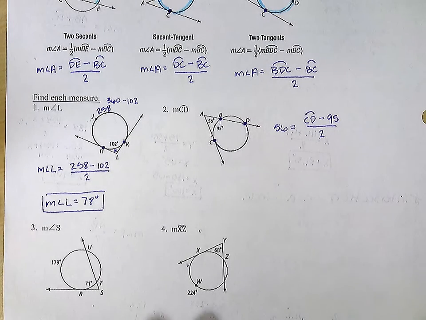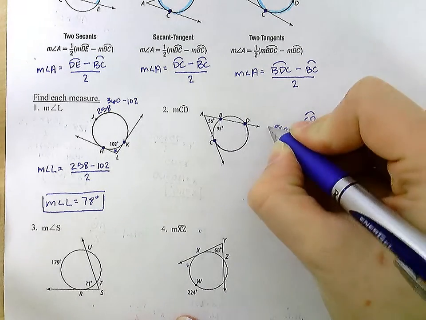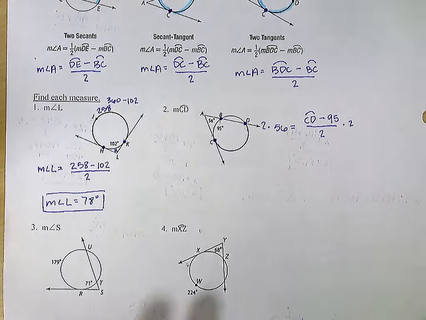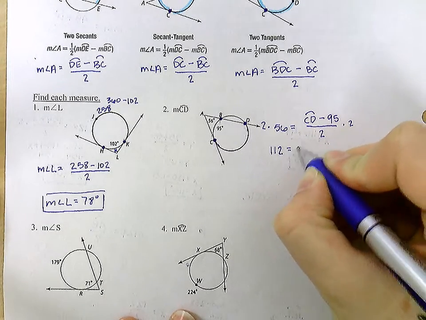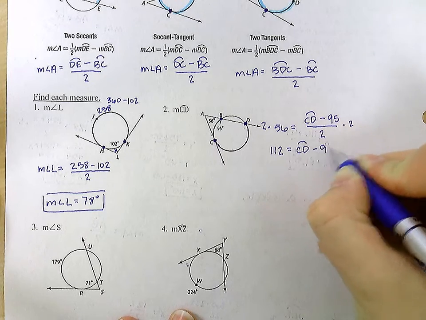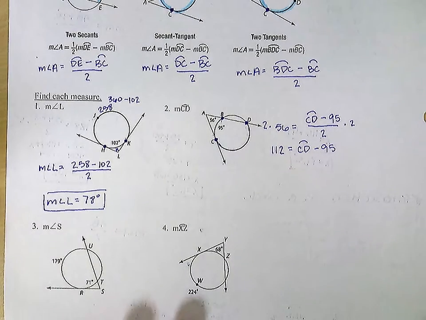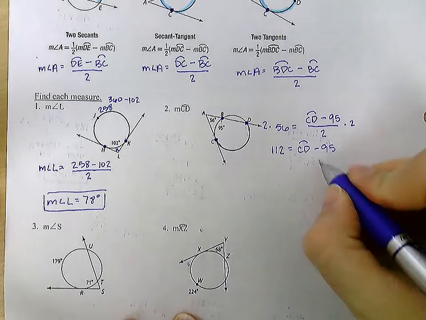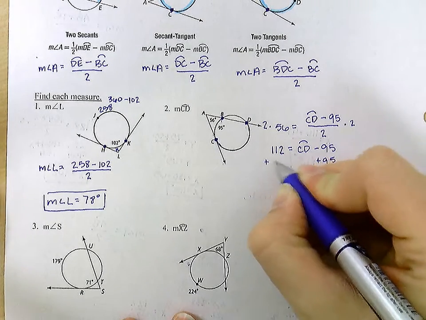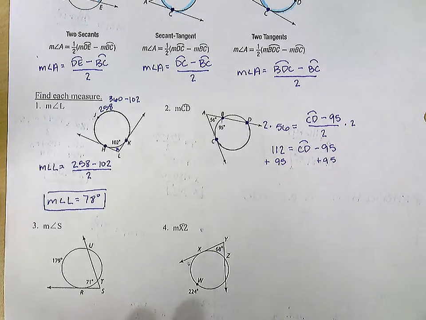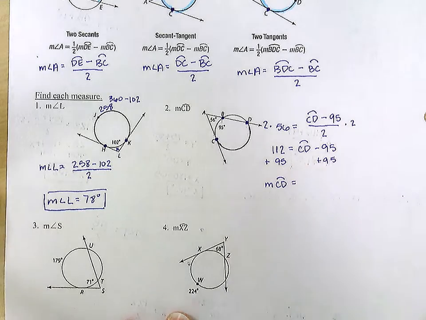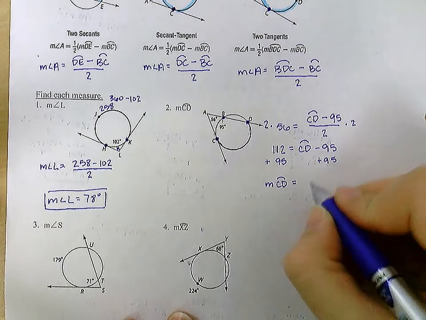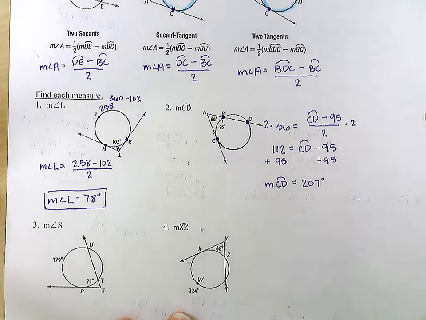Okay, and I just have to then solve for arc CD. So I'll multiply both sides by 2 to get 112 is equal to arc CD minus 95. Then I just have to add 95 to both sides to get the measure of arc CD is 207.